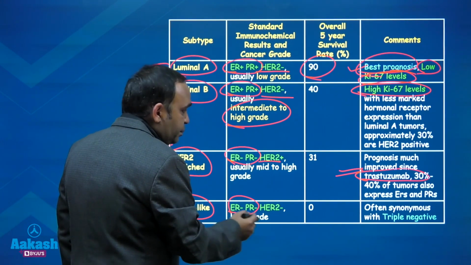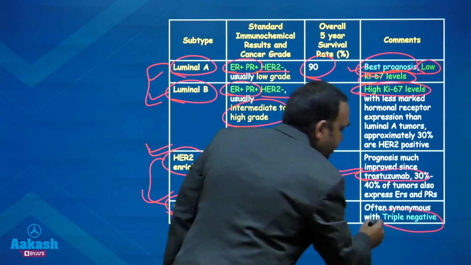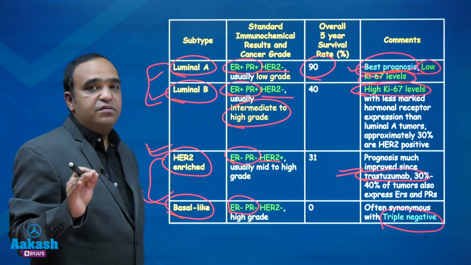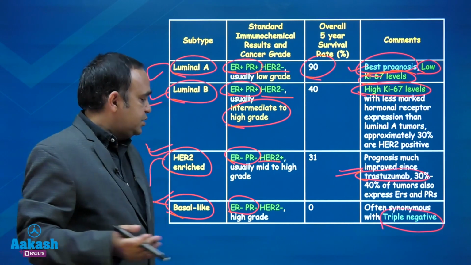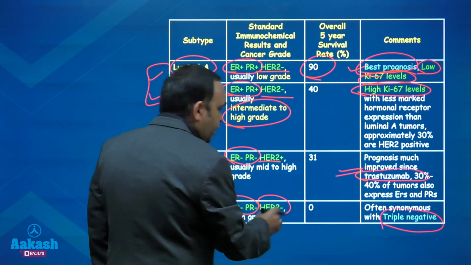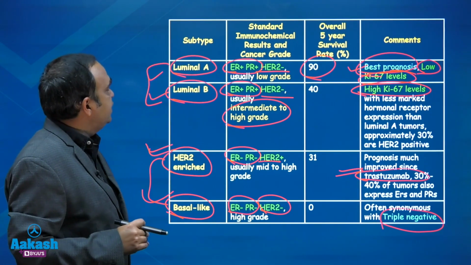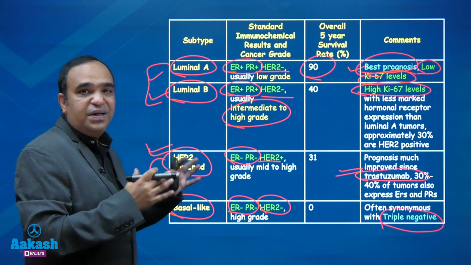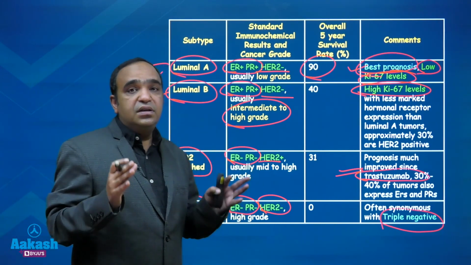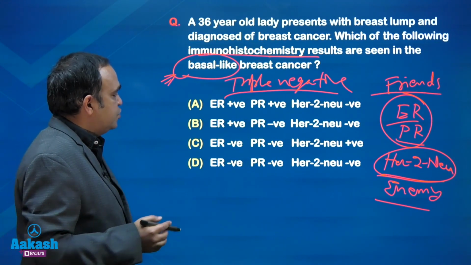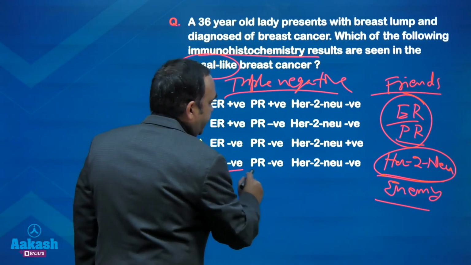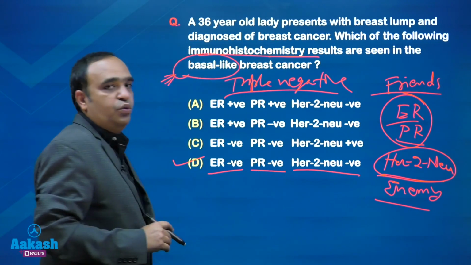And basal like, the best way to remember this is triple negative. Automatically tells you all the 3 receptors are absent. So ERPR negative, HER2 new negative, right? So this is how we remember, the easy way to remember the molecular types of breast cancer. So it's a triple negative. So answer here would be ER negative, PR negative, HER2 new negative.